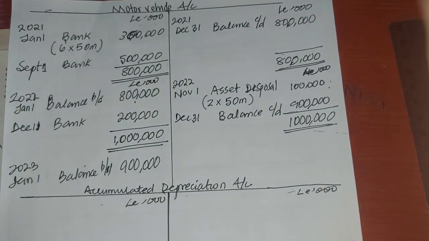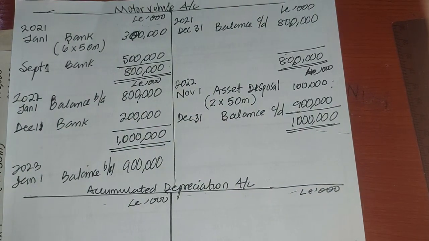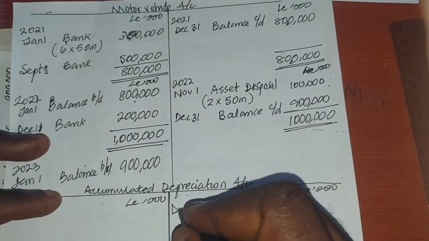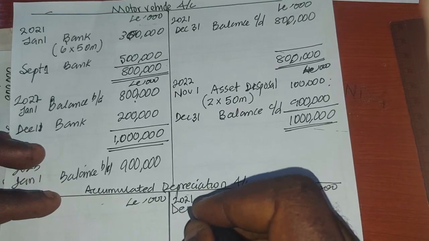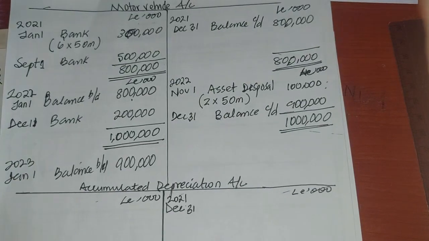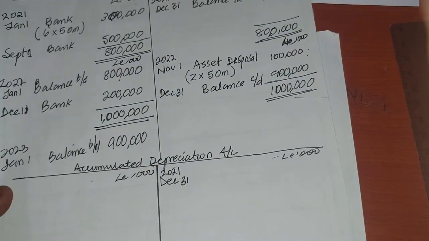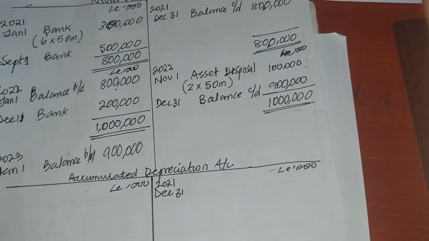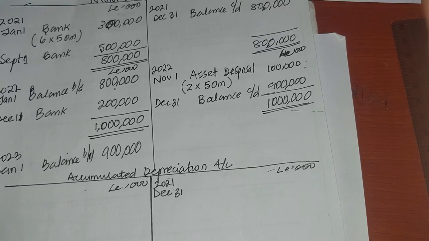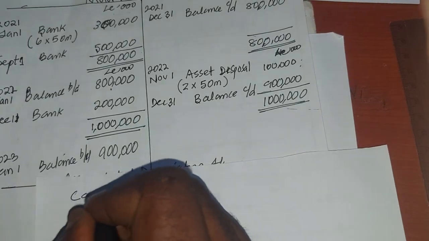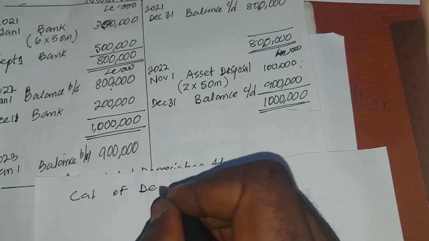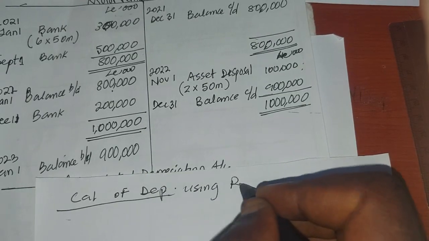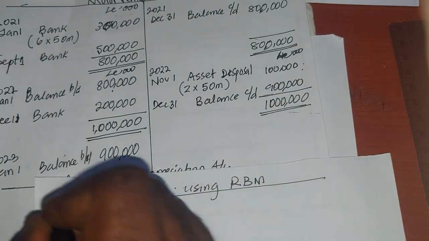Now let's come to the depreciation aspects. We need to be very careful here. Don't forget, depreciation is always calculated on December 31st of every year, using the reducing balance method. If you look at the assets, we have two assets, so we are going to prepare a schedule for that, which is a calculation of depreciation using the reducing balance method. That's our working notes.